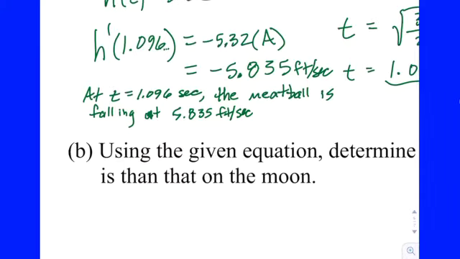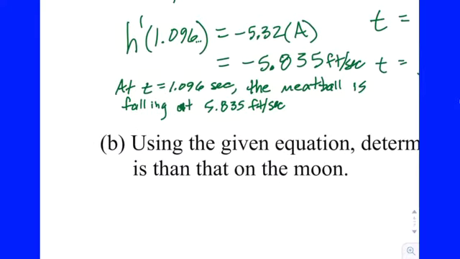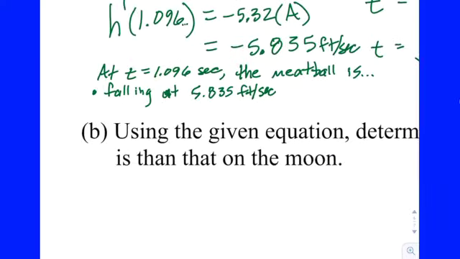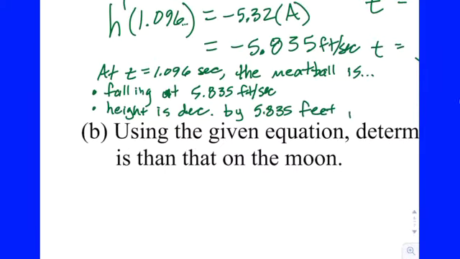Or you could say the meatball is... So there would be an asterisk. That would be interpreting velocity as a speed with the direction. But you can also interpret it in terms of its height. So the meatball's height is decreasing by 5.835 feet, and you actually write that out, each or per second.